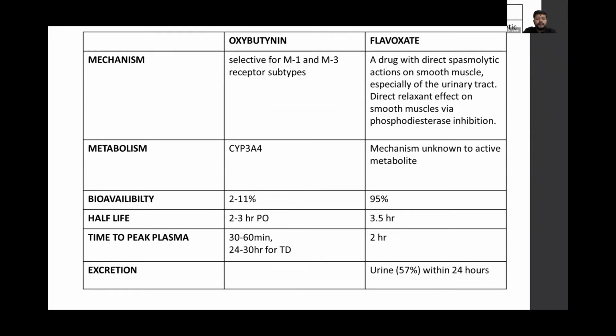Oxybutynin is selective for the M1 and M3 receptor subtypes, metabolized by CYP3A4, and bioavailability is 2 to 11%, and half-life is 2 to 3 hours per oral, and 30 to 60 minutes for time to peak plasma level. And flavoxate is a drug with direct spasmolytic action on the smooth muscle, especially of the urinary tract. The direct relaxant effect on the smooth muscle is via phosphodiesterase inhibition. It is also metabolized to an active metabolite, and bioavailability is 95%. Half-life is 3.5 hours, and peak plasma level takes 2 hours.